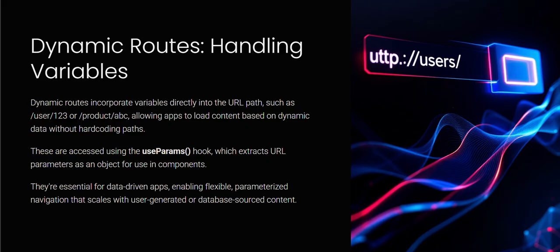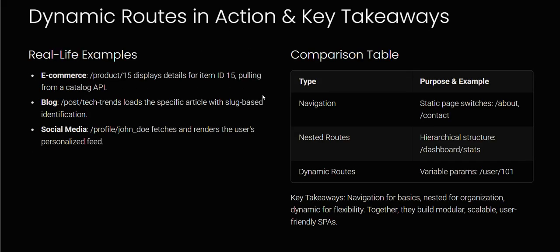Examples: user profile pages, user 1 and user 2, product pages, product 1 and product 2, blog posts, React Router v6. Admin dashboards, where we have settings, users, and so on. Comparing all the features.